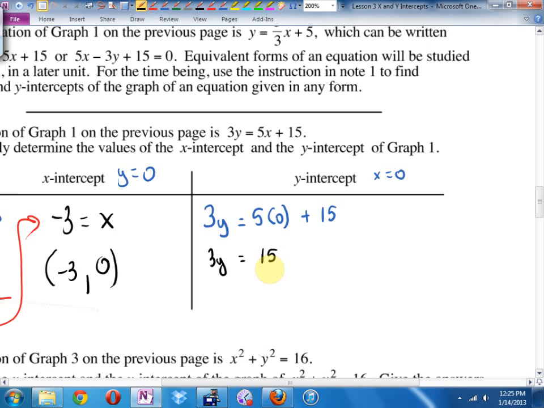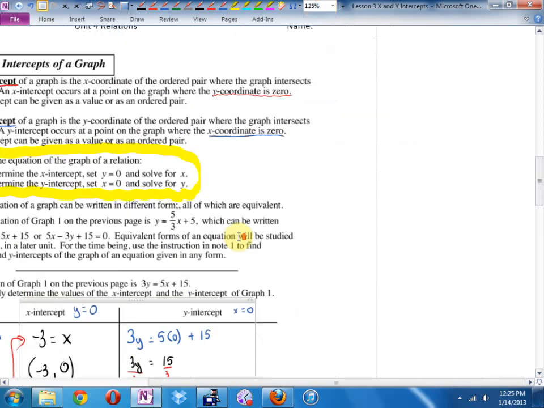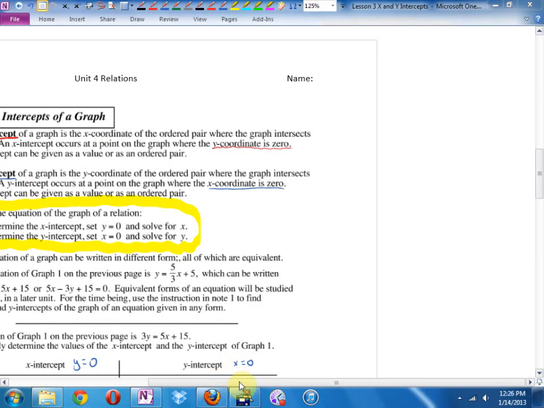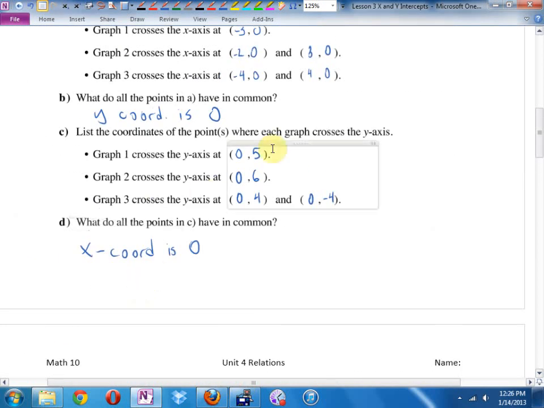What am I trying to get by itself, Brody? Yep. How? So you're saying if I go divide by 3, I'll get Y equals 5, which means the Y-intercept is when X is 0, Y is 5. Is that what you're telling me? Are we right? Let's go back and check quickly. Whoop. 0, comma 5, right there. Woohoo!